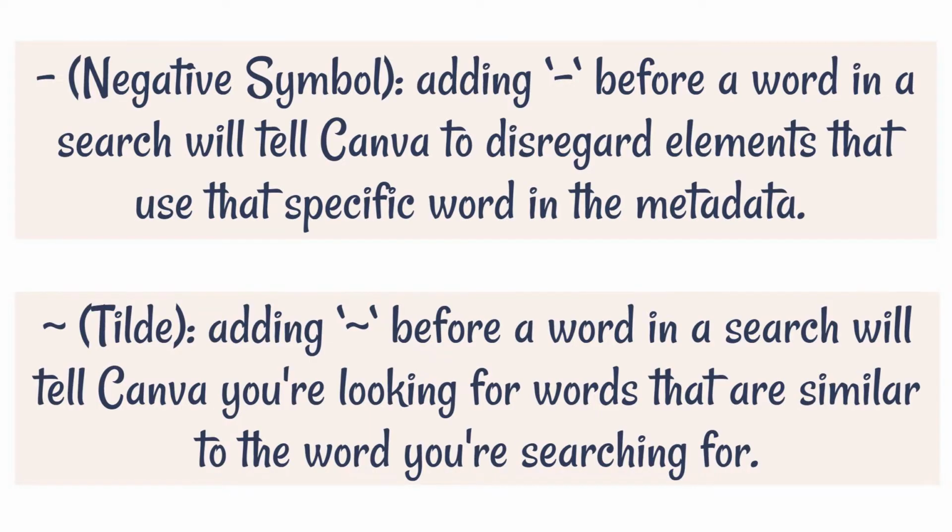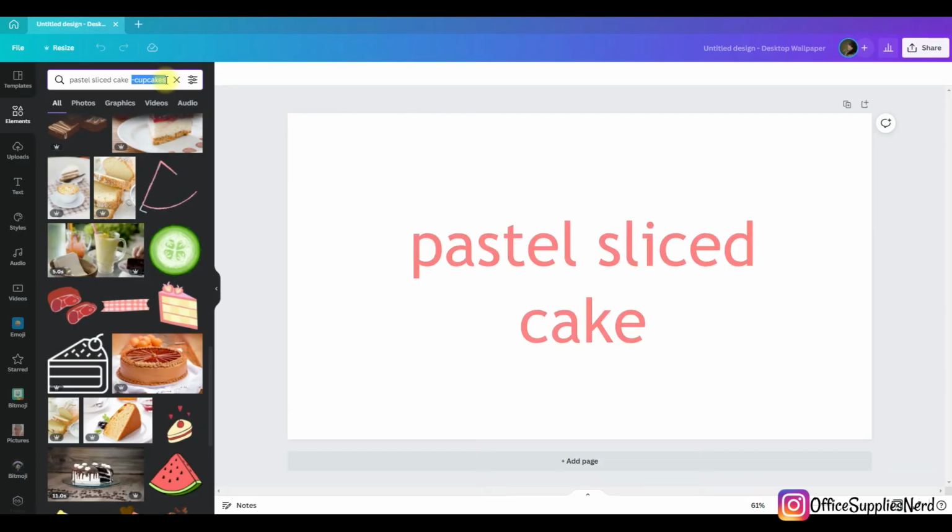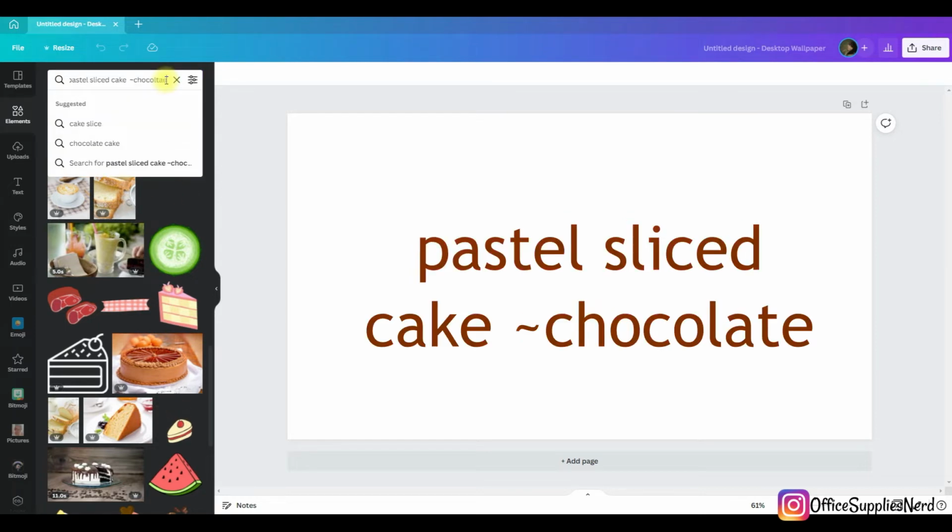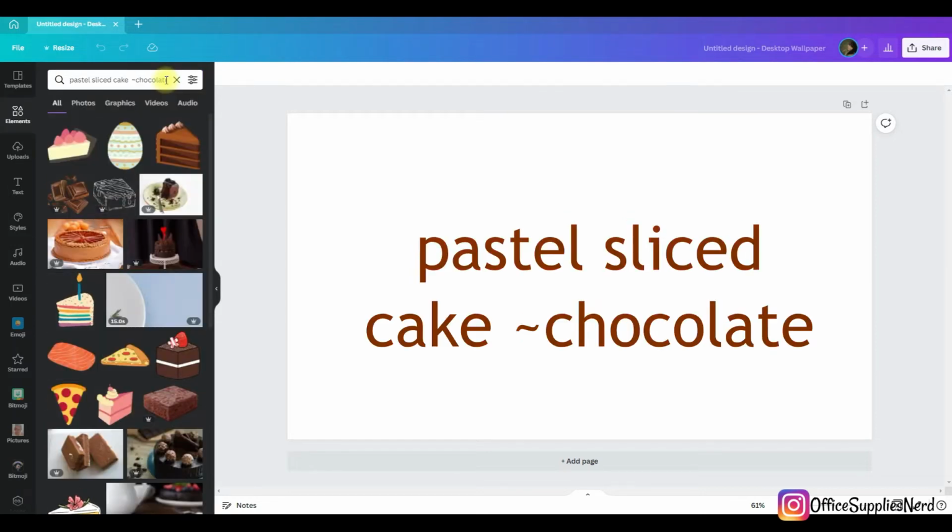And then we also have the tilde. Adding the tilde before a word in a search will tell Canva you're looking for words that are similar to the word you're searching for. If we have pastel sliced cake and we put the tilde plus chocolate, hit enter, it will find images that are similar to that search term.